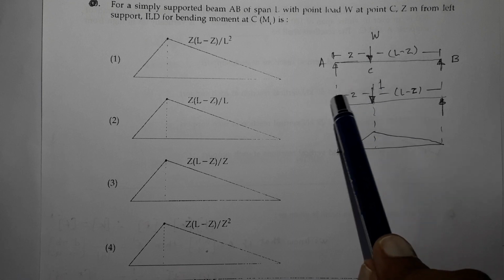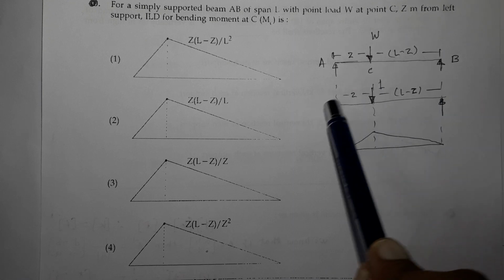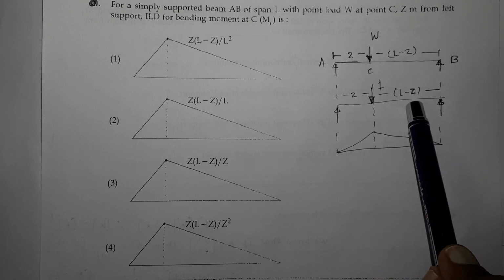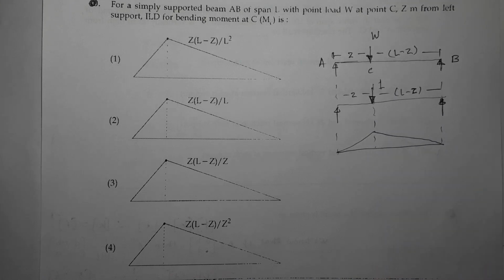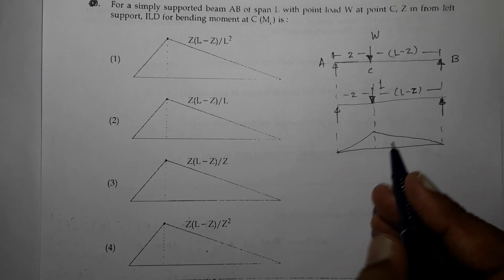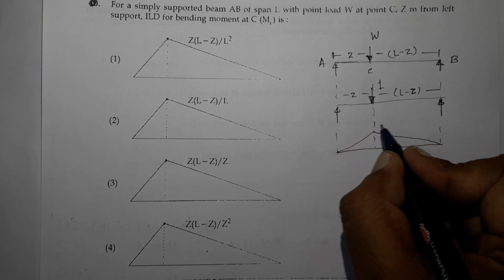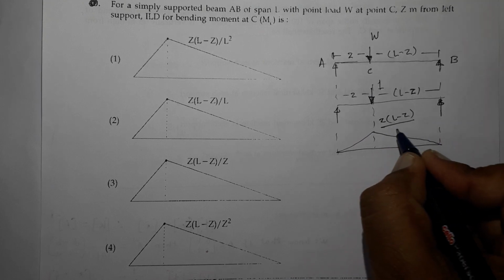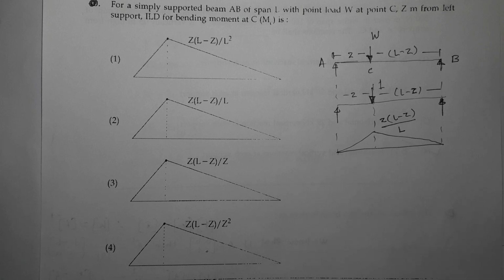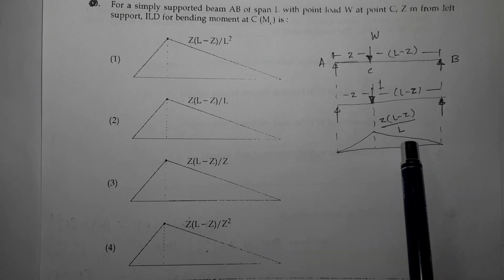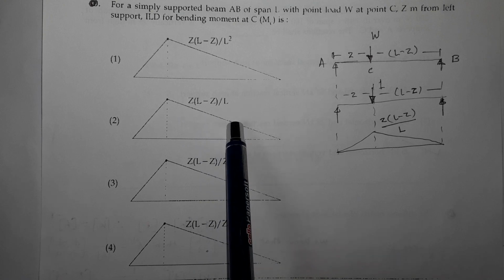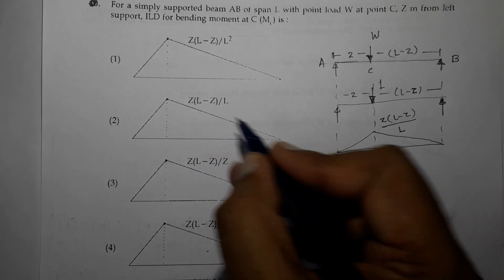Z is the variable. It can change. So if this distance is Z from the left end, then the remaining distance is going to be L minus Z. And the bending moment at this section will be WAB upon L. A is Z, B is L minus Z, and W is 1. So it will be Z into L minus Z divided by L. This is the correct option. So the option which is matching with this one is Z into L minus Z upon L. So option 2 is the correct option.